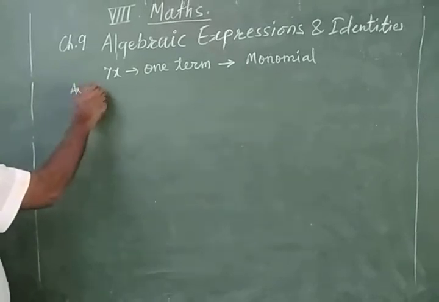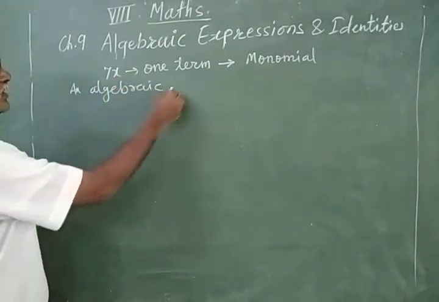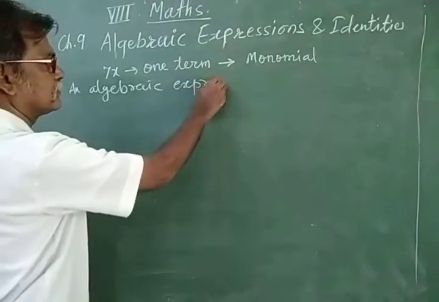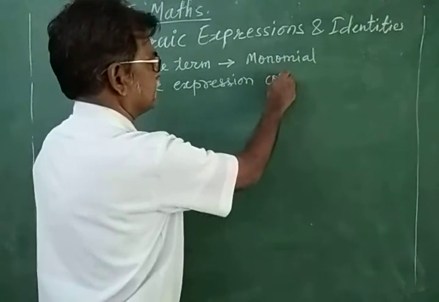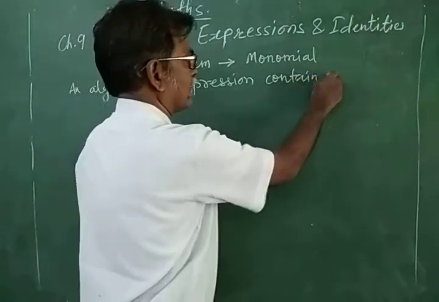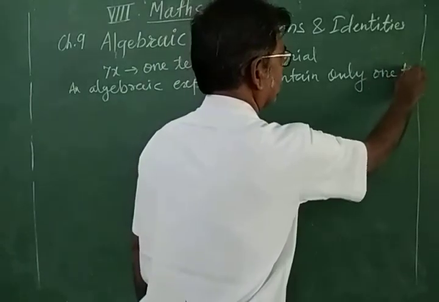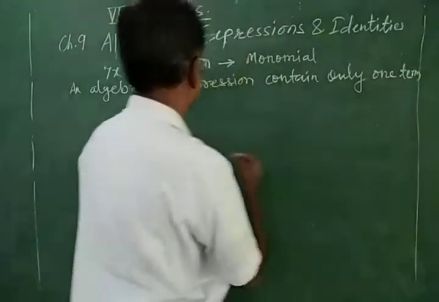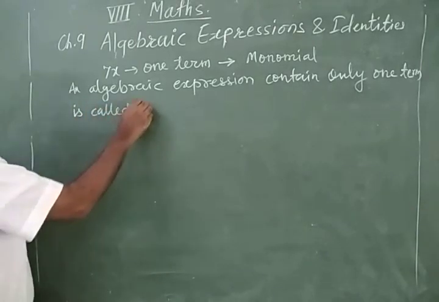An algebraic expression contains only one term is called monomial.